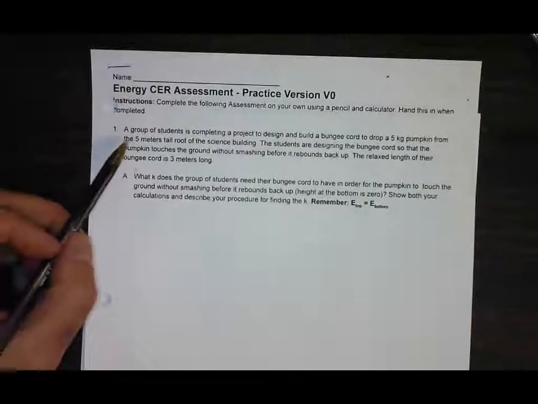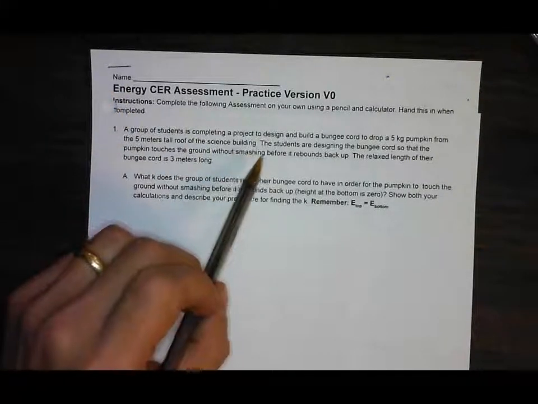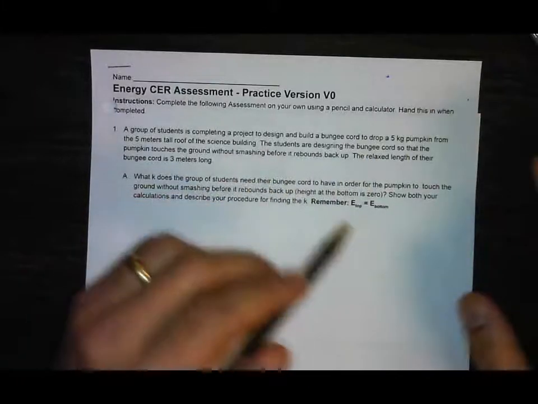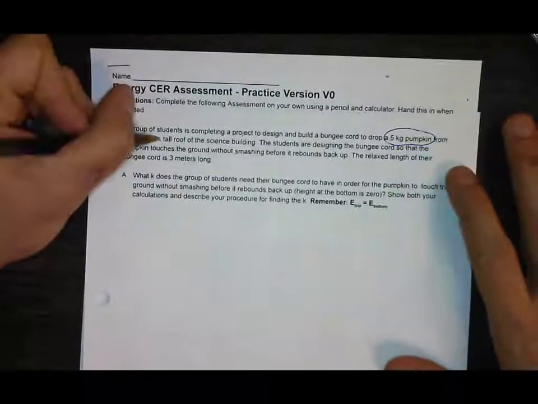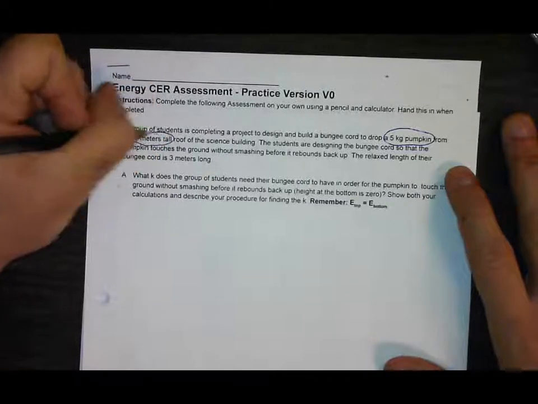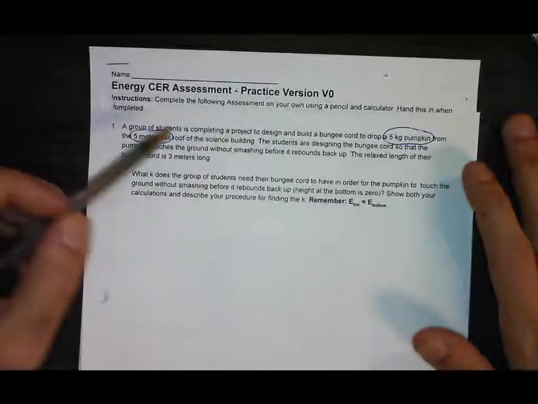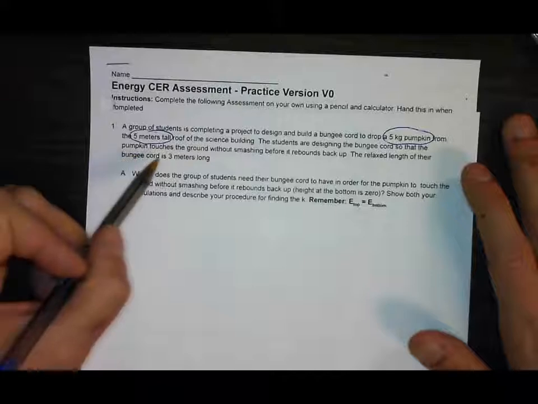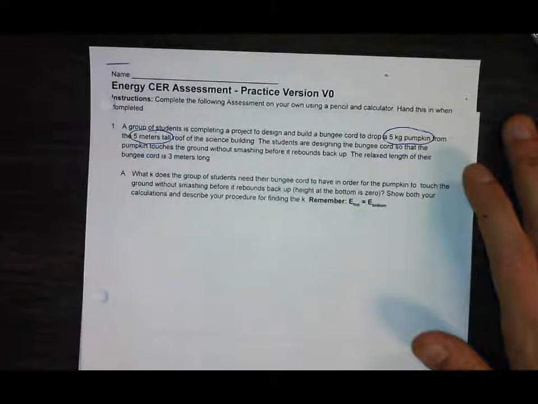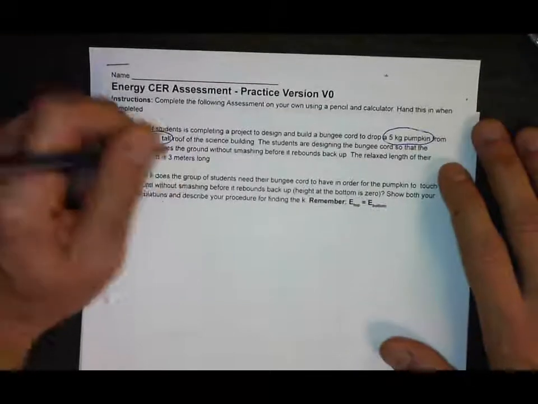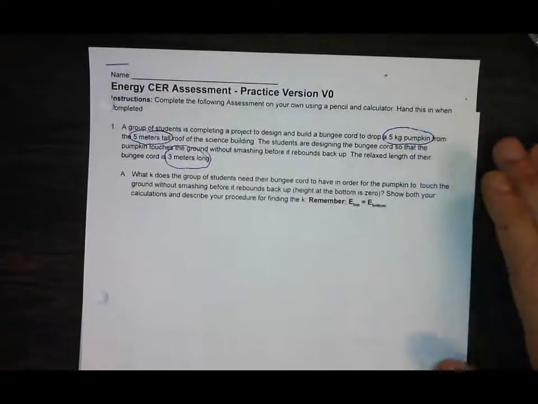The scenario is a group of students is completing a project to design and build a bungee cord to drop a 5-kilogram pumpkin from the 5-meter tall roof of the science building. The students are designing the bungee cord so that the pumpkin touches the ground without smashing before it rebounds back upwards. The relaxed length of the cord is 3 meters long.